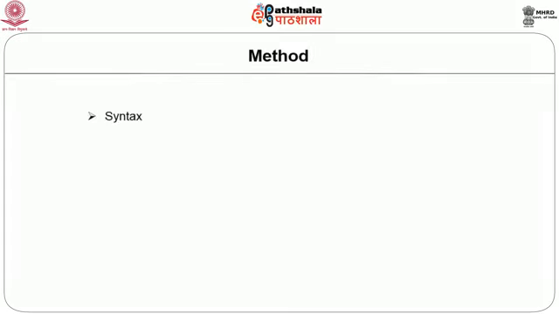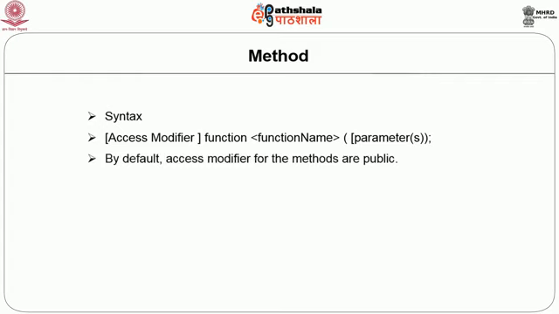Method. To define a method, the general syntax is the access modifier, then the keyword function, then you write the function name, and you can provide a parameter list. Of course, the parameter list is optional, but the parentheses are compulsory, even though it will take 0 parameters. By default, the access modifier for methods is also public, so if you omit it, it will be taken as public by default. However, it is recommended that you provide an access modifier to improve the readability of your code.